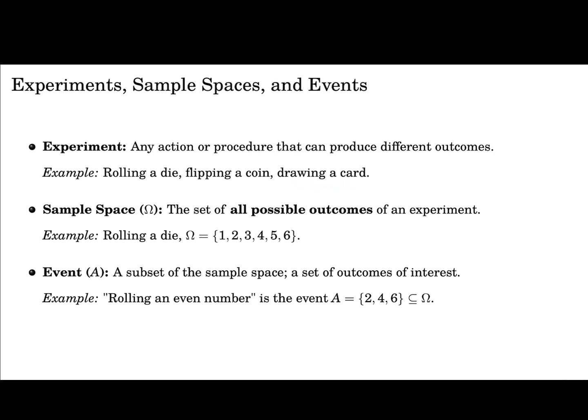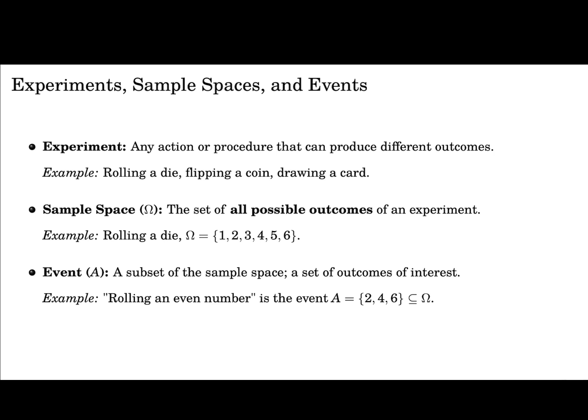Then we have something called the sample space, which is the set of all possible outcomes. For the one die, the sample space, this big omega here, is just going to be the possible outcomes of the die: 1, 2, 3, 4, 5, and 6. And then an event is a subset of this sample space. It is the set of outcomes that we are interested in.